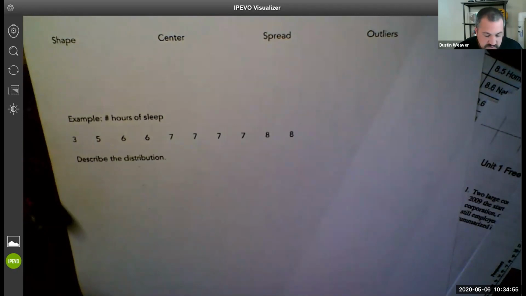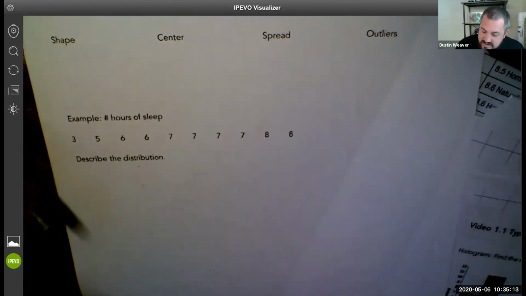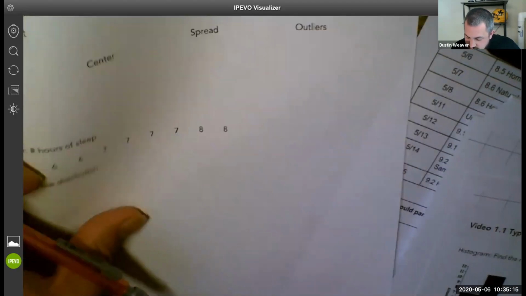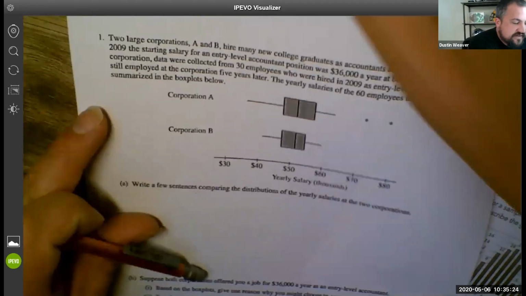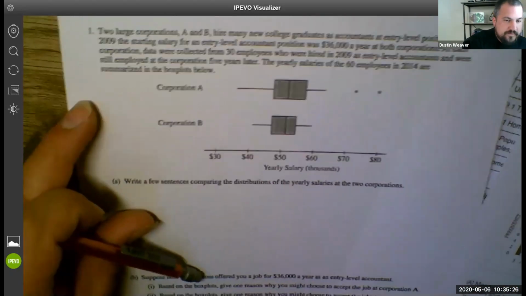Okay, so that is 1.2. Does anybody have a question on describing a distribution? I think that went into detail pretty well, and then I tried to follow it up with some more details also. If not, I'm going to move forward. The next thing that we are going to go to is Unit 1, Free Response 2015, question number 1.